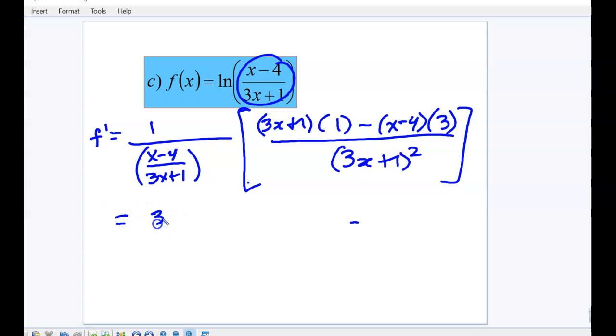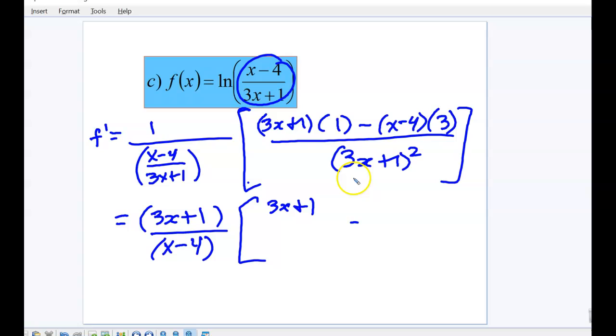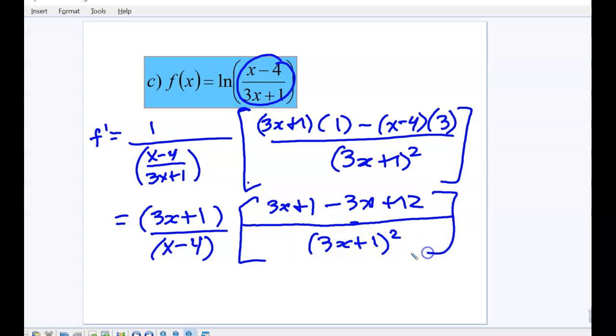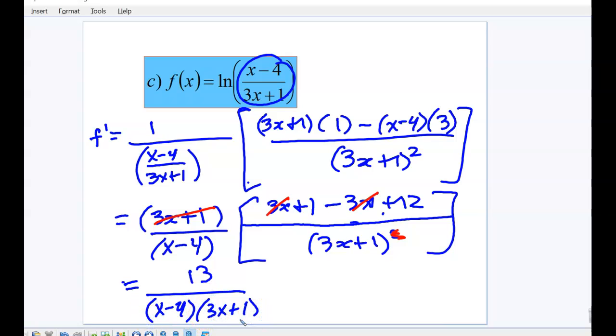1 over any fraction, I can just reciprocate this fraction to get 3x plus 1 divided by x minus 4. Distributing up top here, I get 3x plus 1 minus 3x plus 12, all over 3x plus 1 all squared. So now if I clean up, well, first of all, this guy can cancel out one of those. The 3x's cancel, and I'm left with 12 plus 1, which is just 13, and 13 times 1 is 13. And my denominator is going to be x minus 4 times 3x plus 1.